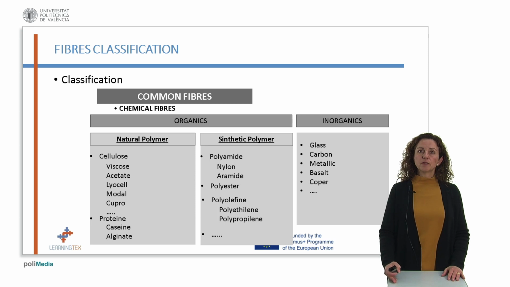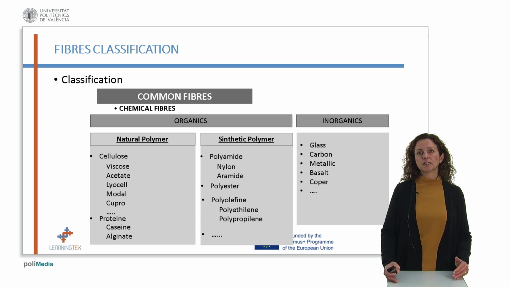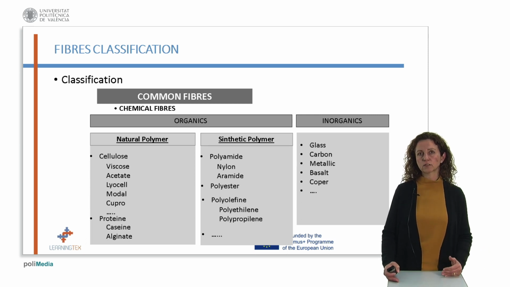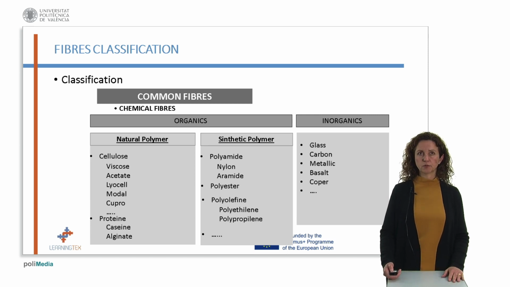In synthetic polymers, we can observe that there is polyamide, polyester, polyolefin, and we've got other fibers, okay, like chlorofibers, etc. If we move into inorganic fibers, we can observe that there is glass fiber, carbon fiber, metallic fibers, basalt fibers. We've got many examples of them, right?